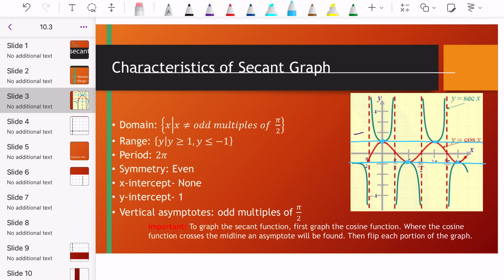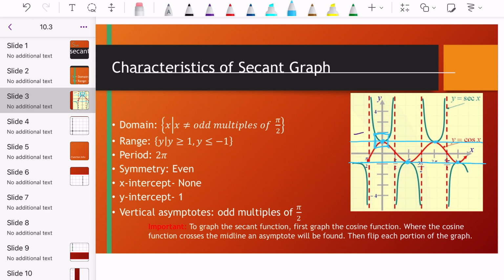Your period will still be 2 pi. X-intercepts will not occur. Your symmetry will be even in the case for cosine. Your x-intercept will be none. Your y-intercept will be at (0, 1). Notice this area right over here will be where that y-intercept occurs. You will have vertical asymptotes at multiples of pi over 2.